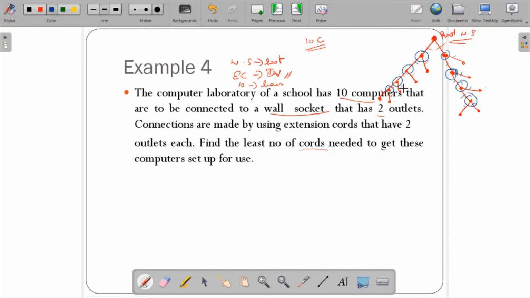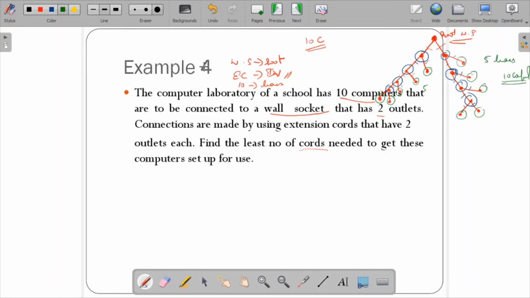Now what is left out is leaves. So 1 2 3 4 5 leaves are taken as computers over here, and again here 1 2 3 4 5, these 5 leaves are also taken as computers. So totally 10 computers are connected.